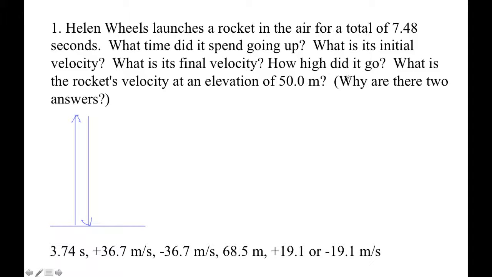Okay, so let's do the last part here. Let's answer this question: what is the rocket's velocity at an elevation of 50 meters? It's kind of exciting. Last time you were with me here, we figured out that this height is about 68.6 meters.